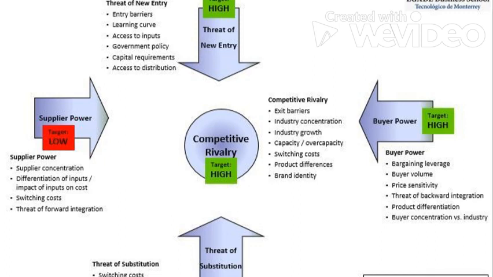concentration versus industry. On top, we have the new entry barriers, which is driven by learning curve, access to inputs, government policies, capital requirements, access to distribution. Finally, we have the threat of substitution, which is affected by switching cost, price performance trade off on substitutes, and buyer inclination to move to substitutes. All the forces are ranked according to their strength: low, mid, or high.